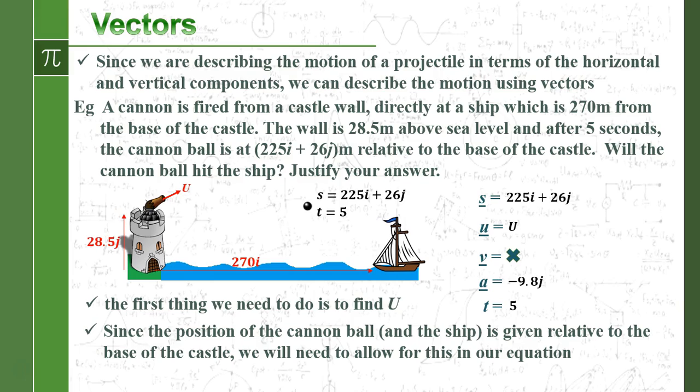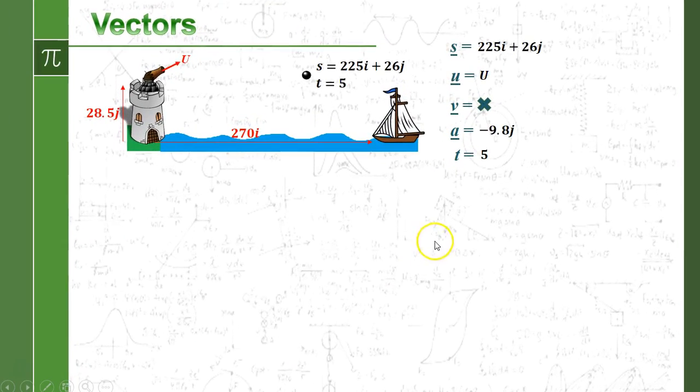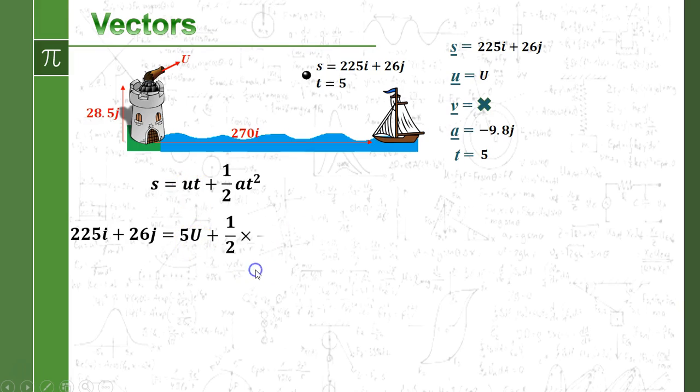and as I said, we're dealing with things relative to the base of the castle, so we just need to do a little bit of adjusting as we go along to take that into account. So here we go. Right, that's what we've got at the moment. And if we go for s equals ut plus half at squared, so s being the displacement, which is this thing here, so we've got 225i plus 26j equals u times t. So u we don't know, that's the thing we're looking for, plus half at squared.